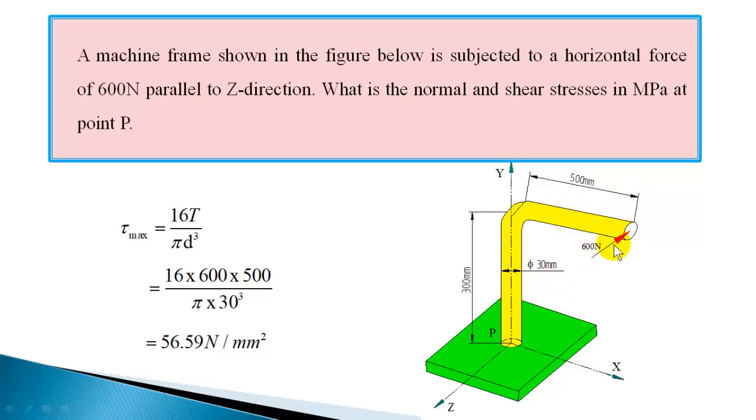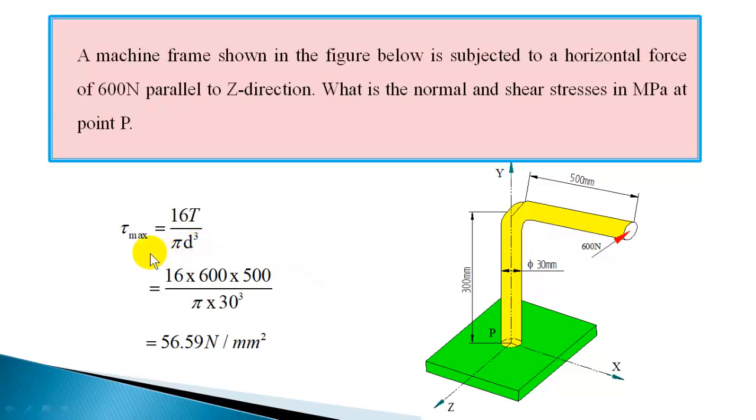So this force will have two effects. One is a torque. It will produce a torque of 600 Newton into 500 mm, and also it will produce a bending moment of 600 Newton into 300 mm. So that will be the bending moment.